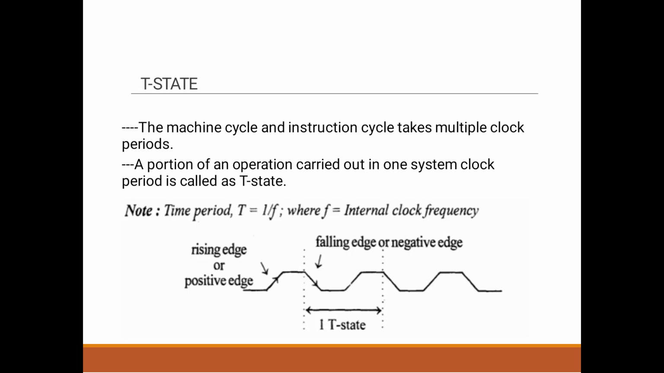T state. The machine cycle and instruction cycle take multiple clock periods. A portion of an operation carried out in one system clock period is called a T state. One T state contains a rising edge or positive edge, and a falling edge or negative edge.